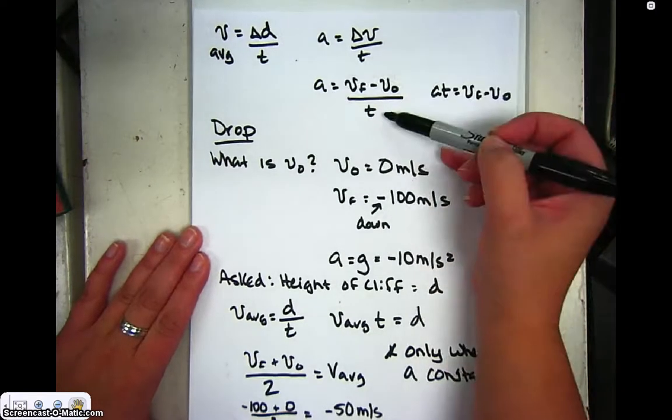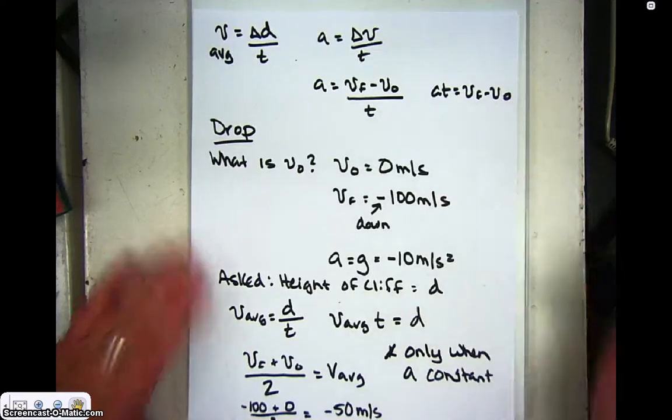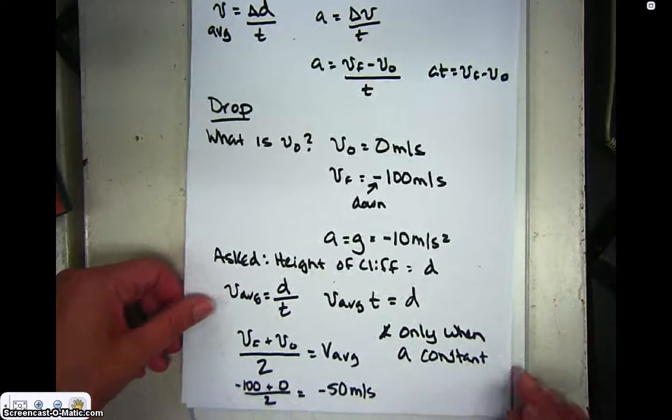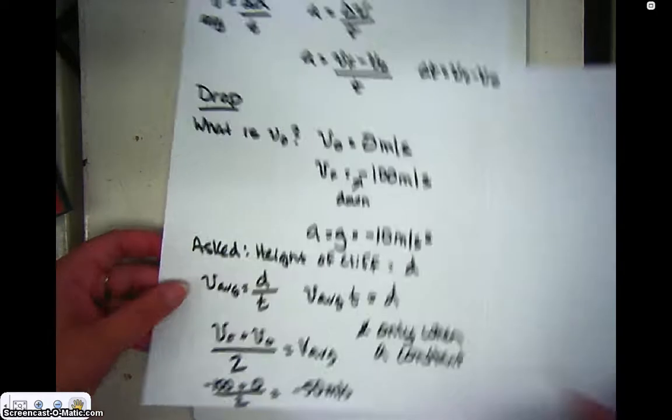So that's an equation that involves the variable T, and I have the other three variables. So let's just plug into that, and I will solve for the amount of time that it takes to drop. Okay, let's go to the next slide.